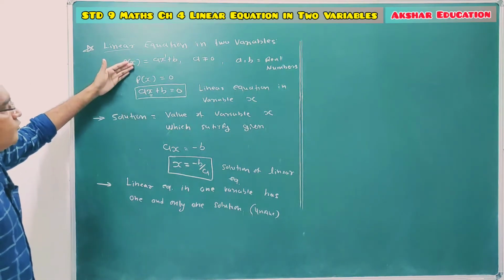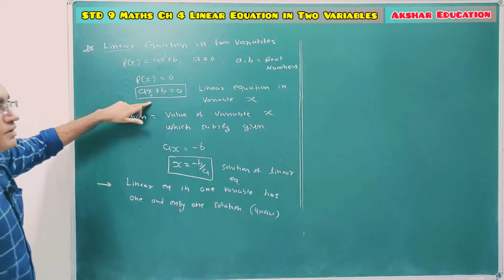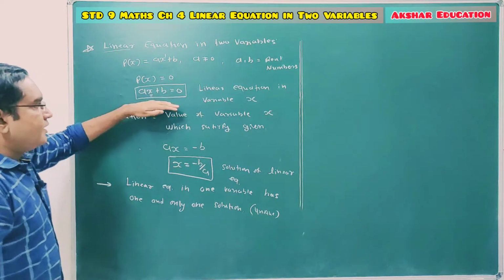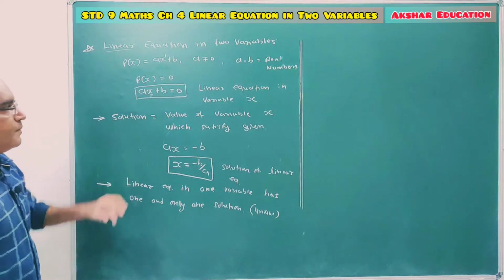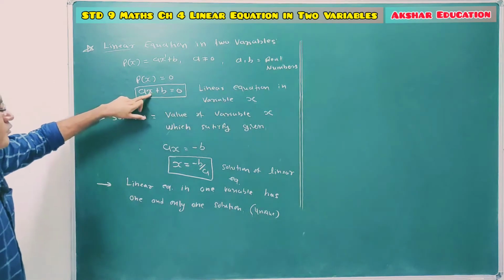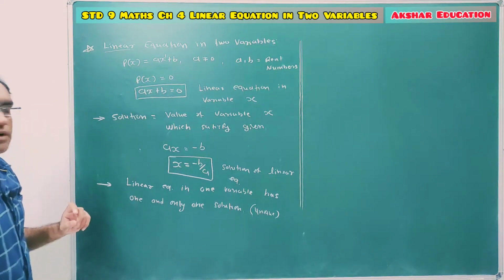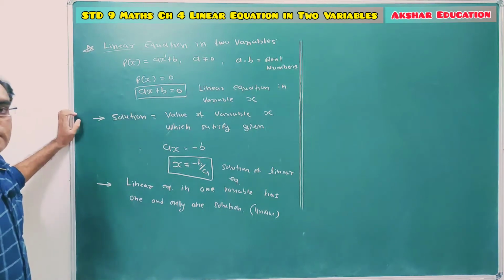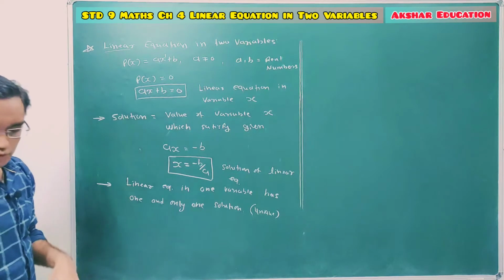So if we compare this polynomial with 0, we are getting that equation, and that equation is nothing but the linear equation. So in case of linear equation, the variable must have only one power. This is the linear equation of variable x, and that's why in this equation the maximum power of variable x is 1. Clear, students? And that's why this is known as linear equation. Now we have to study linear equations in two variables.